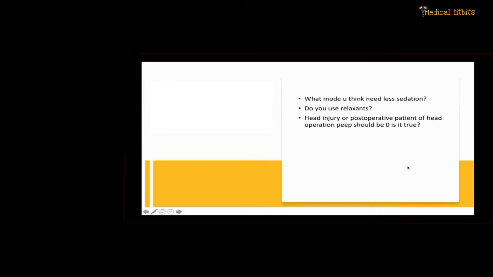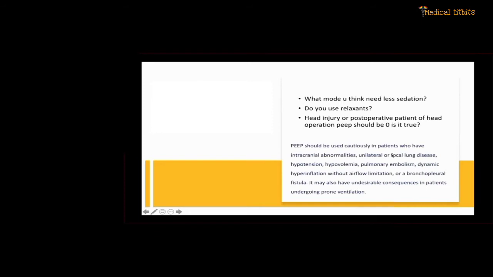Head injury or postoperative patient of head operation, PEEP should be zero. Is it true? PEEP actually should be used cautiously in patients who have intracranial anomalies, or when you are speaking about unilateral or focal lung diseases, when the patient is having hypotension, hypovolemia, pulmonary embolism, or dynamic hyperinflation without airflow limitation, or even in the case of bronchopleural fistula. High PEEP might cause venous congestion and raised ICP. It may also have undesirable consequences in patients undergoing prone ventilation, because whichever way high PEEP is going to help you may work the other way when you try for prone ventilation.